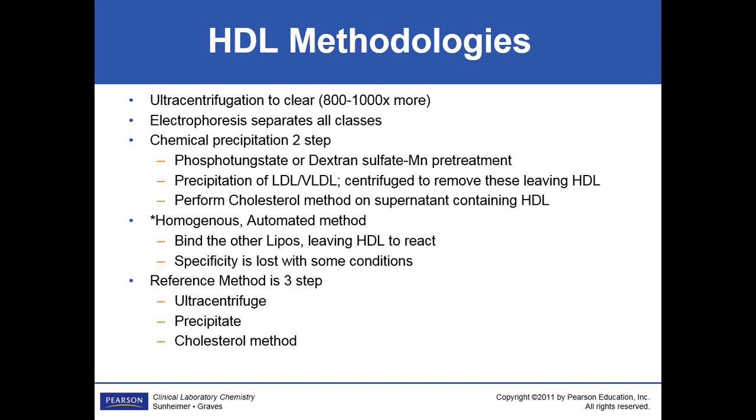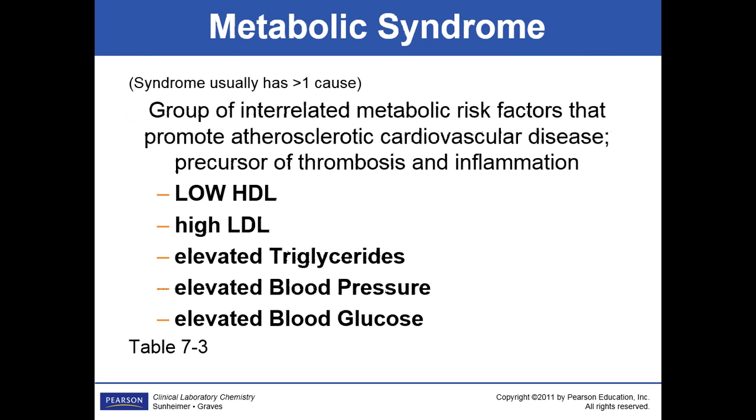And then we finally came up with a better automated system that is directly going to bind those up in the tube and then just measure what's left, so we don't have our pipetting. Okay? But they say the reference method is to do kind of all three. Ultracentrifuge it, then precipitate out the rest and measure it. Okay, we already did this.